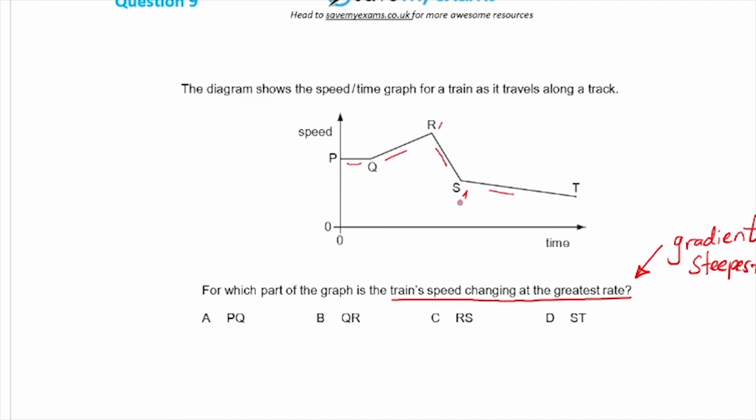So if it is steeper, they're saying for which part of the graph is the train's speed changing at the greatest rate. So it is changing at the greatest rate between R and S, and that is C. Only that the change this time is that it is reducing at a higher rate.